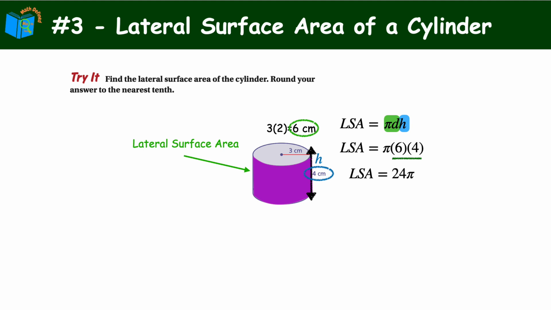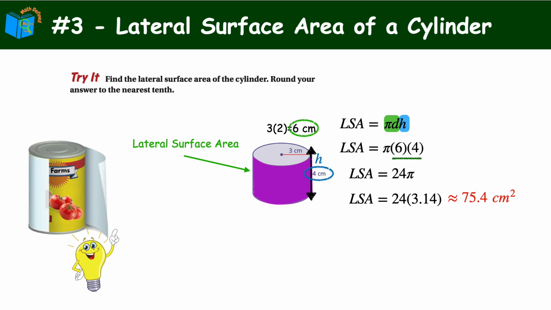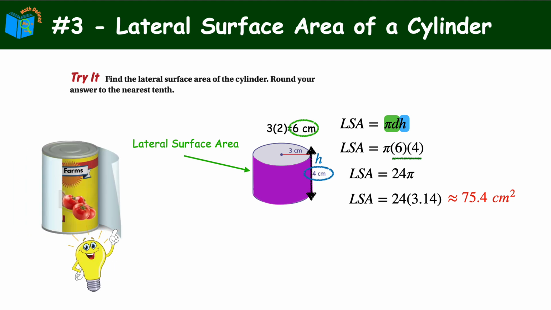The last step is to multiply 24 by 3.14 to get the approximate lateral surface area. So you would need about 75.4 square centimeters of paper to wrap the curved part of the cylinder. It's like making a new label for a can.